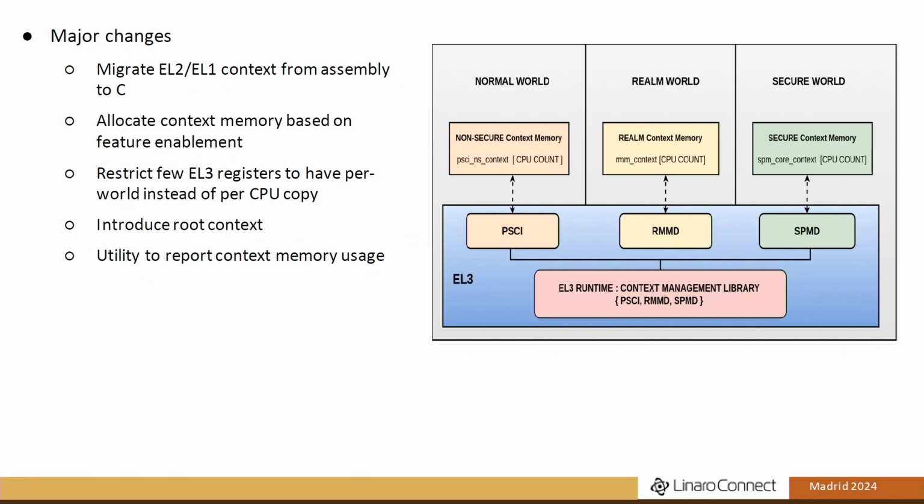Currently, in the design of context memory, for a given feature register we allocate the number of worlds multiplied by the number of cores of memory. A few of the registers are going to be common across all the cores for a given world, so we have reduced that, saving some memory there. There is the introduction of the root context, which is ongoing. It's not merged yet. And finally, there is a utility to report context memory usage. It's very handy to figure out what the context memory usage is.